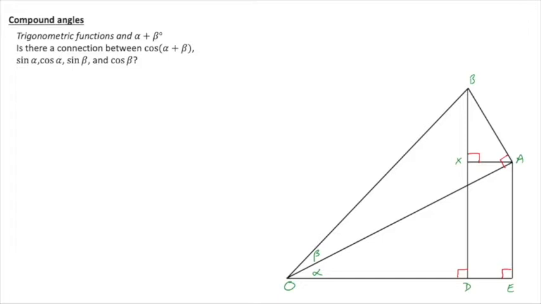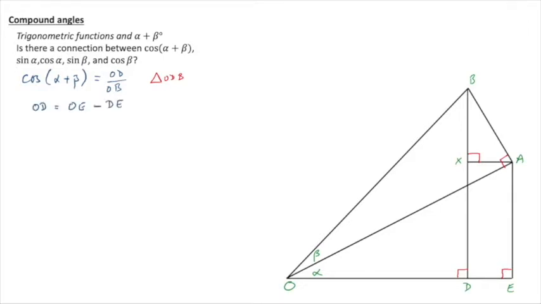So let's get started. If we look at the triangle ODB, then we've got cos of alpha plus beta is the adjacent, so that's the O to D, over the hypotenuse, which is O to B. So we have established what cos of alpha plus beta is in terms of the geometry of this situation.